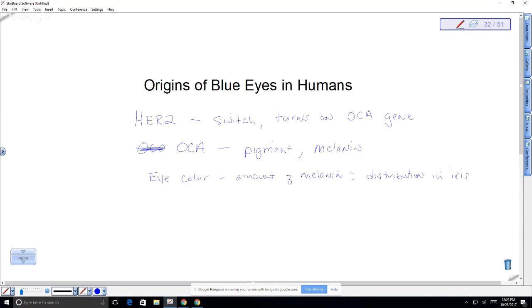So if we look at the alleles for these, big H is a normal switch, and little h is a defective switch. Okay. Big O codes for melanin. The little o codes for no melanin.